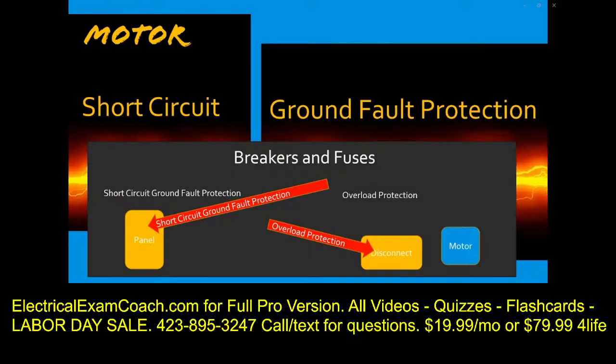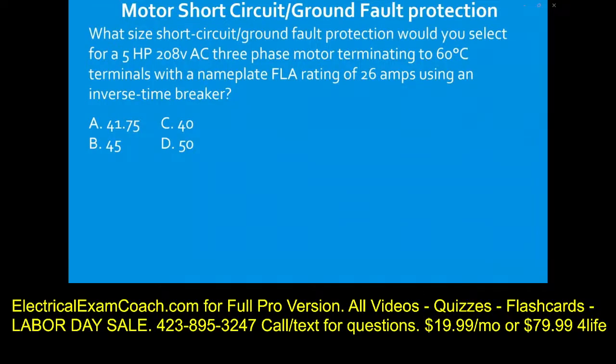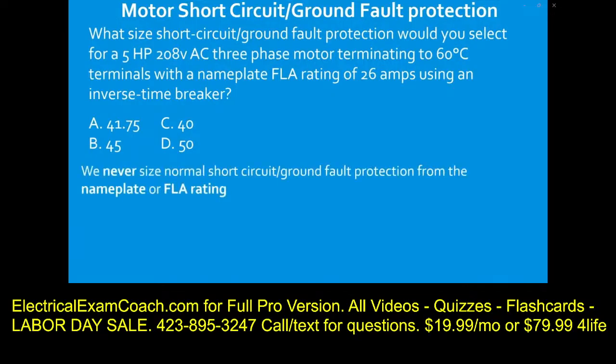What size short circuit ground fault protection would you select for a 5 horsepower, 208 volt AC 3-phase motor terminating to 60 degree C terminals with a nameplate FLA rating of 26 amps using an inverse time breaker? You will never size short circuit ground fault protection from the nameplate or FLA rating. I will say this one time, that if the FLC is printed on the nameplate, you can use it, but it has to say FLC, okay? FLC, it's got to say full load current. You could use it if it happened to be there.